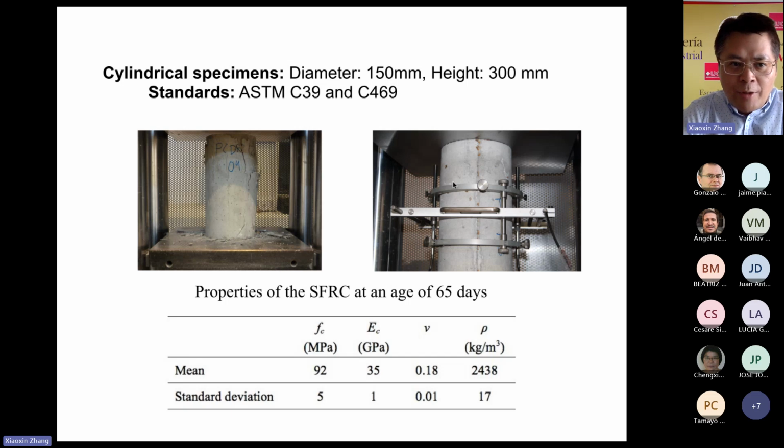Basic mechanical properties. We prepared cylinder specimens, following the standards ASTM C39 and C469. So we get the basic mechanical properties like compressive strength. The mean value is 92 megapascal, elastic modulus 35 gigapascal, Poisson's ratio 0.18. Of course, the density is not exactly a mechanical property.